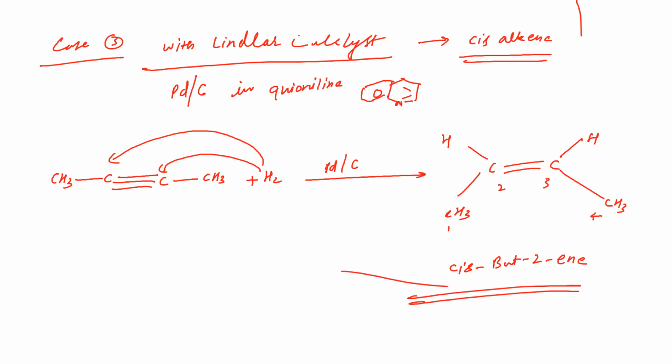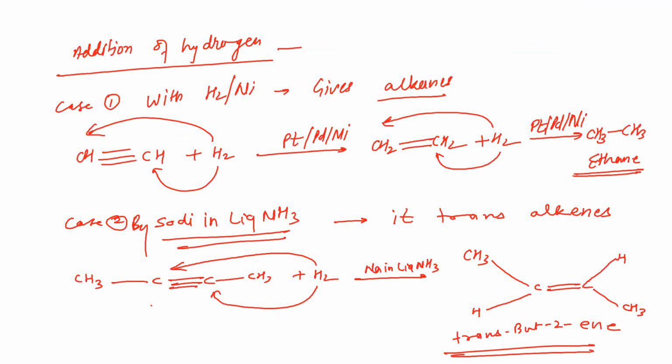How can we do that? This is also the problem. Case one: you are taking H2/Ni. It gives complete reduction. Complete reduction with H2/Ni, so the product we are going to get here is the alkane.